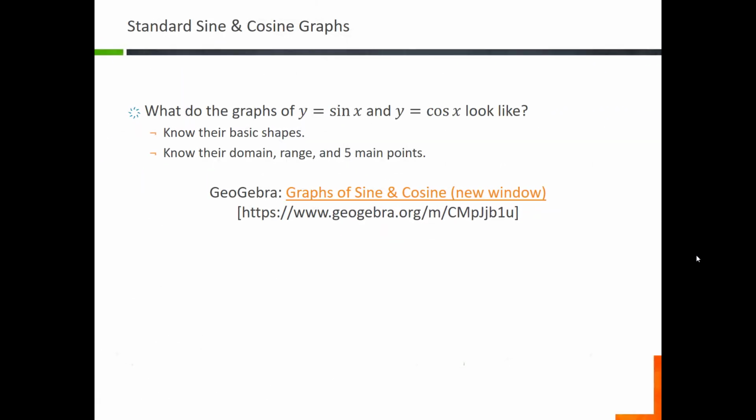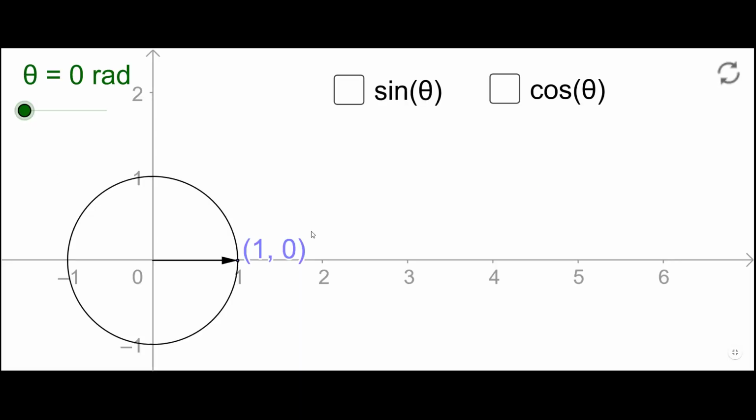All right, so let's first start with what the graphs of sine and cosine look like if we think of them as an algebraic function. I have a little GeoGebra applet, a little graph that we can look at. On this graph, I have the unit circle here.